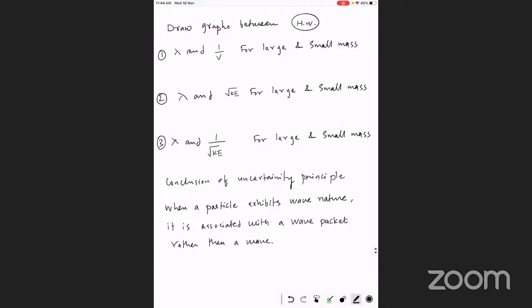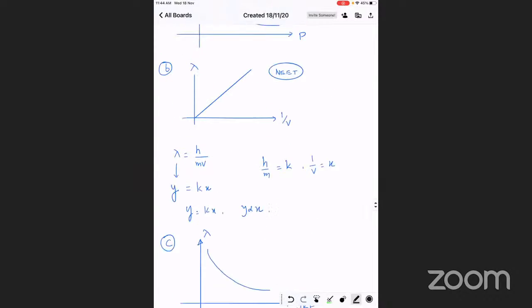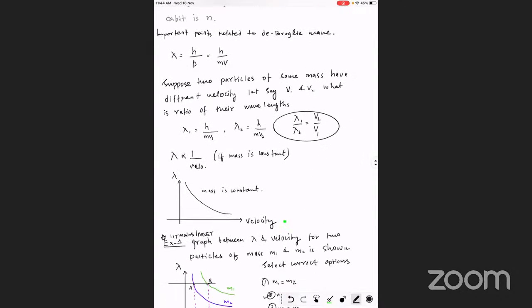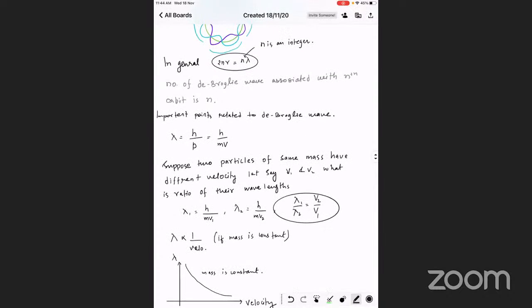So these are important points related to de Broglie wavelength. I think I have more important points, but you can understand. You can handle these important points.